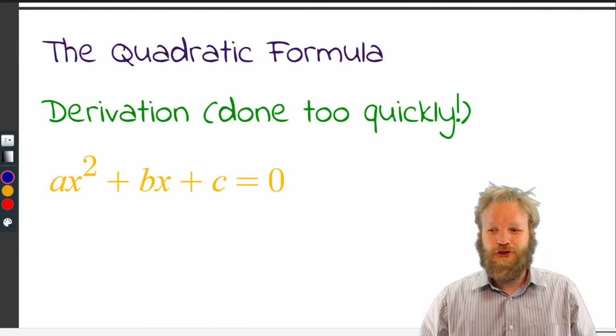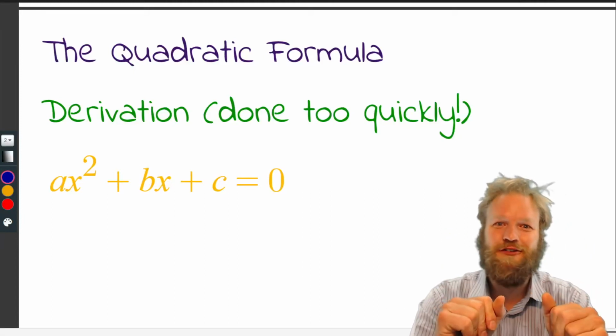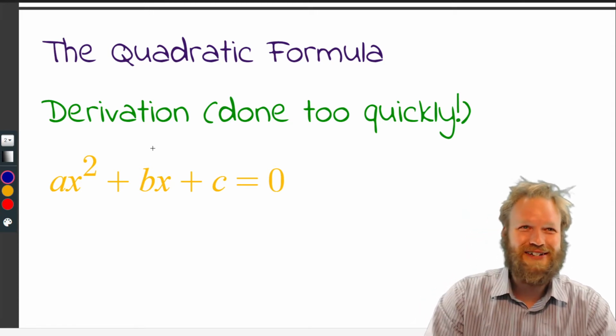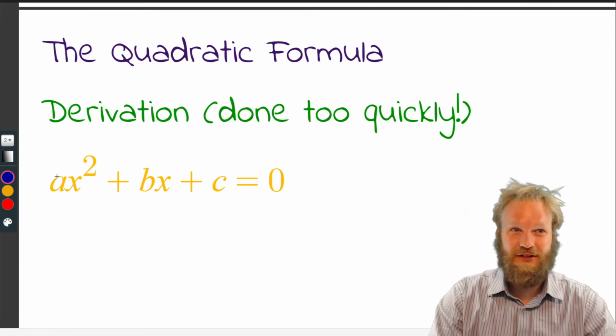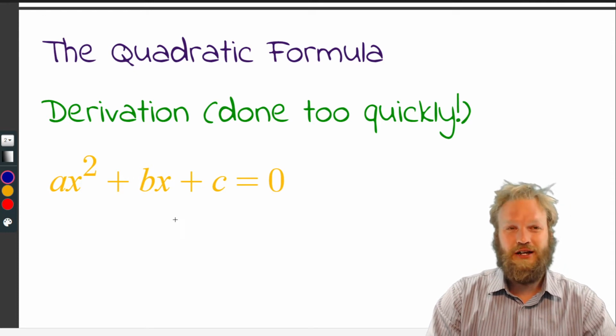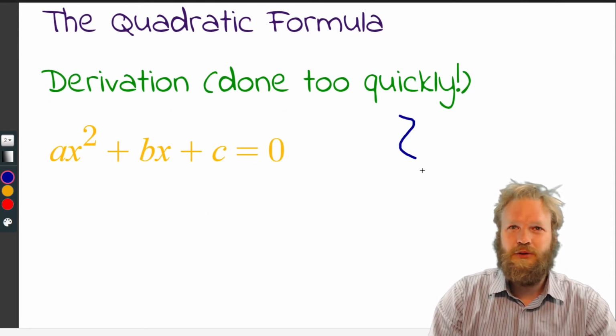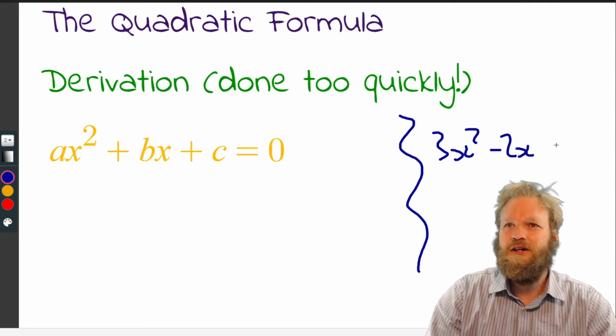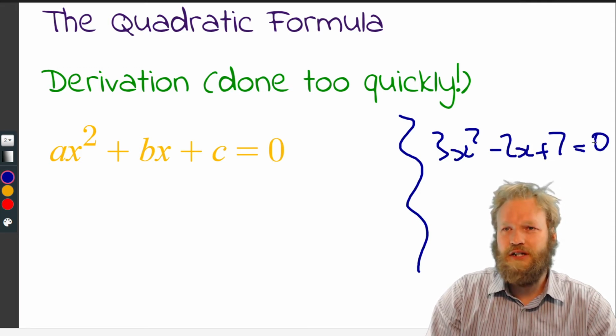Let's head into the quadratic formula. Do you want to see the quickest derivation ever? Right, well, hopefully you said yes, right? So let's say we're given a quadratic equation. By way of example, you get something like 3x squared minus 2x plus 7 equals 0.